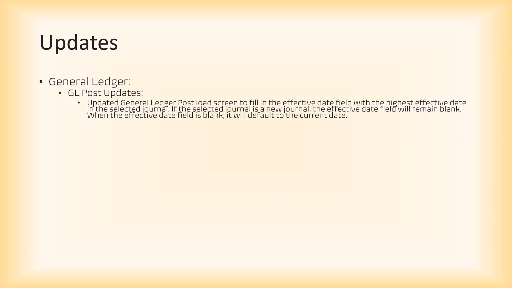And if you don't enter in a date and you click load for that new journal, it'll default to the current date or whatever day it's on. So that way you should have a better idea of what date is being loaded in the GL post. We added the transaction post date to the bottom of the general ledger post window. So you can see what date the transaction was on, not the effective date, but the post date.